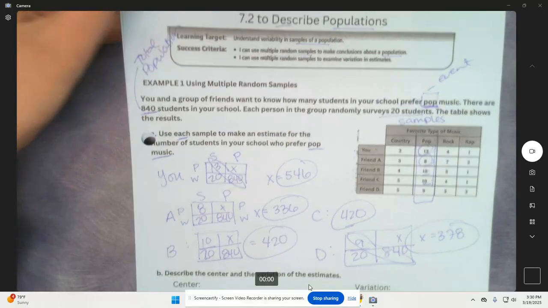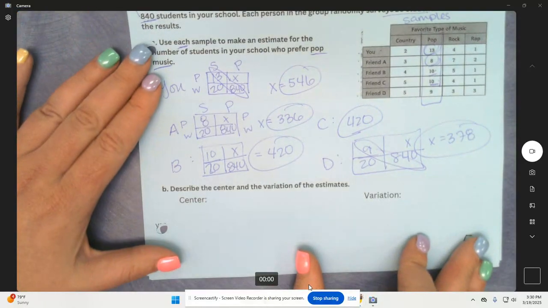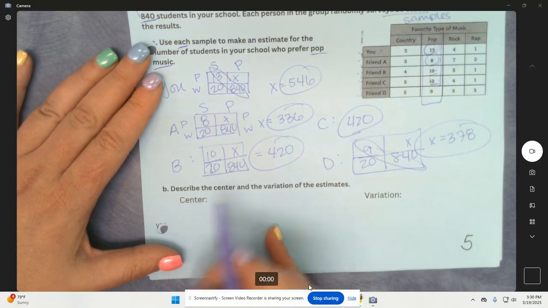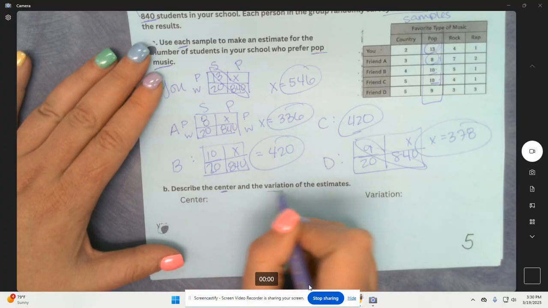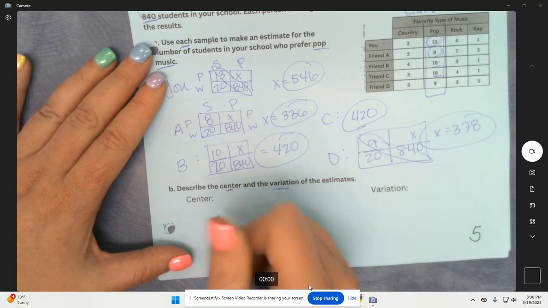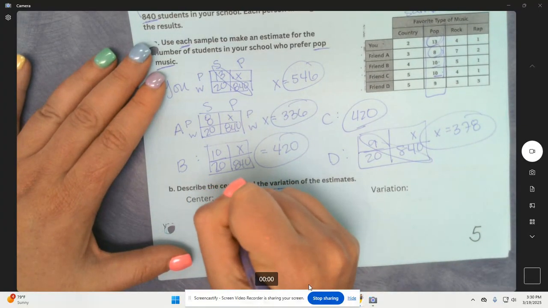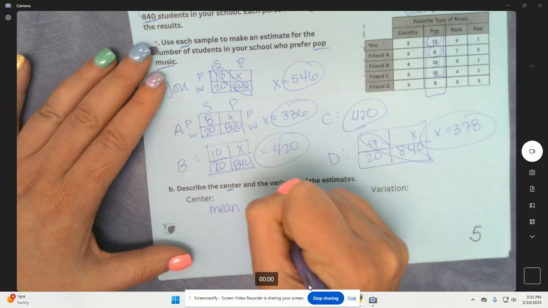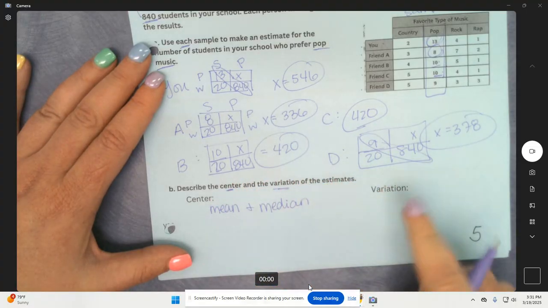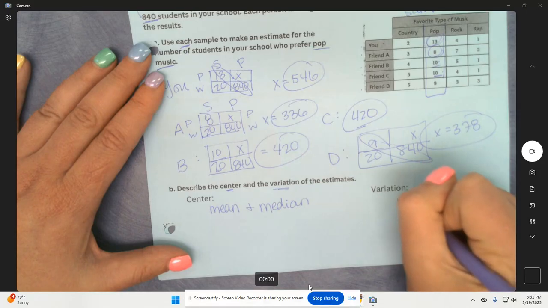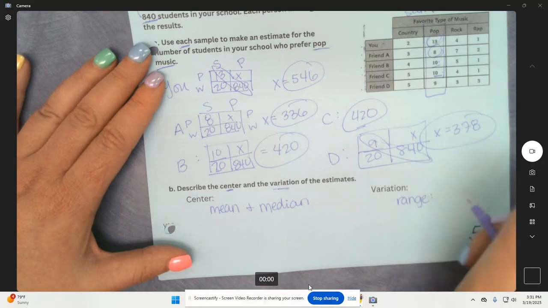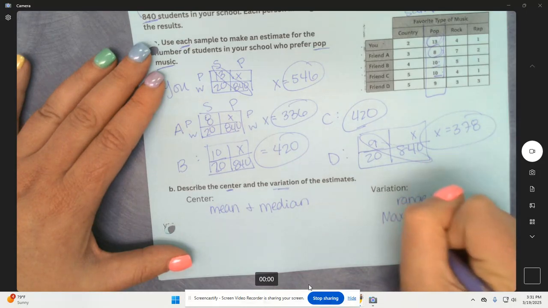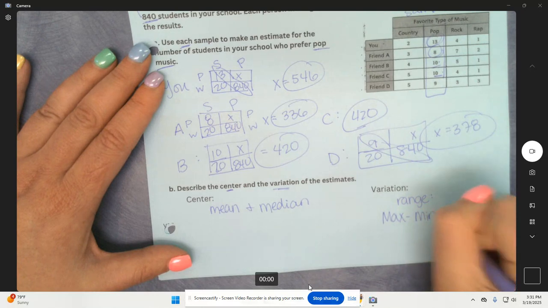Okay? So based off of those numbers, we come here to part B. We want to describe the center and describe the variation. So when we're talking about center, we're talking about finding the mean and the median. And when we're talking about variation, we're finding the range. And so remember, range is the maximum minus the minimum.